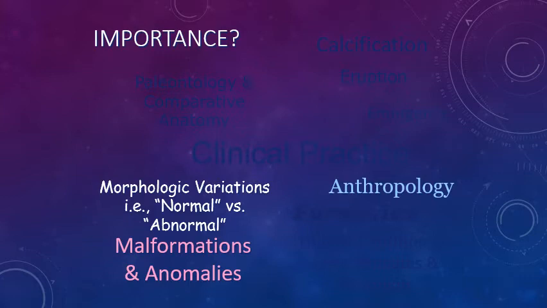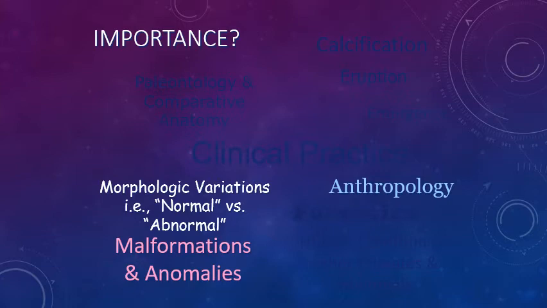First of all, by knowing what is normal, we can differentiate it from the abnormal. As we know, there are a lot of morphological variations, which means there are a lot of variations in the eruption patterns and in the size and morphology of the teeth. So if we know the normal, then we can differentiate between what is normal and what is not. And there are some anomalies regarding the eruption patterns of the primary dentition. So this is one reason we need to know about the primary dentition.